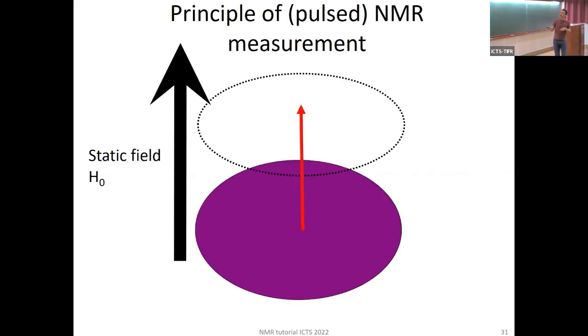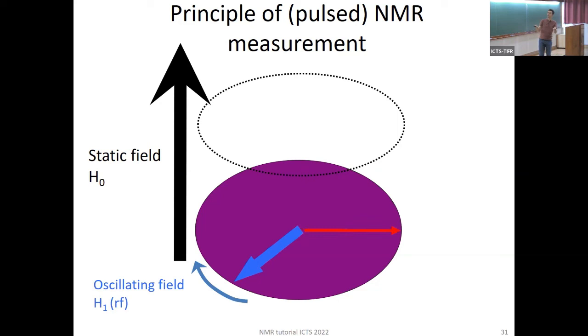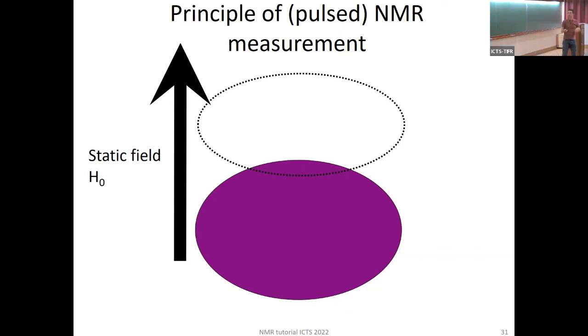So this is how it works. You put your sample in an external field, you apply the oscillating field at the right frequency that helps to flip the magnetization, you let the system evolve, and that's the T2 process, the magnetization disappears, and then you have the T1 process, it comes back along H0.